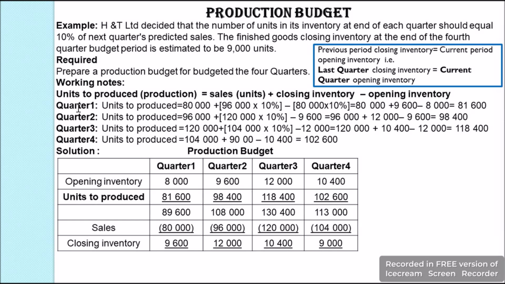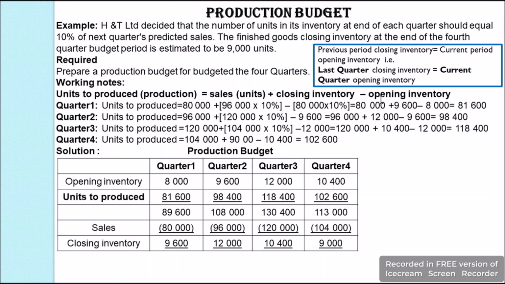So now let's do the calculation for the first budgeted quarter, where we are going to calculate the units to be produced. The sales based on our sales budget for the first quarter is 80,000 units, plus the closing inventory, which will be the 10% of next quarter's predicted sale. So for this, the quarter 2 predicted sales are 96,000 units. 10% of this will be 9,600 units.